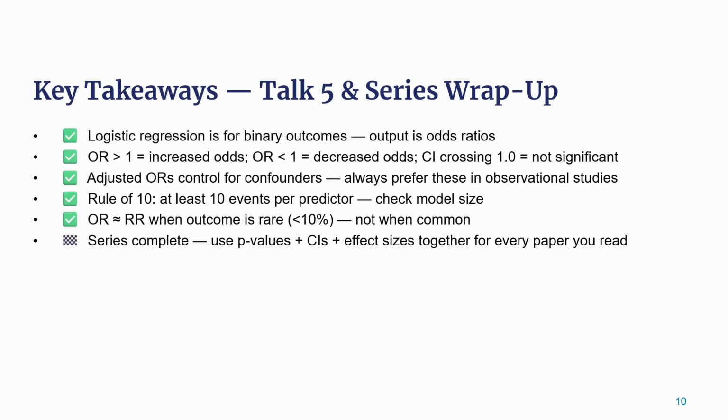Talk 4, vaccine efficacy is relative. Also calculate the absolute risk reduction and number needed to vaccinate. Context matters. Talk 5, logistic regression gives adjusted ORs. Read direction, magnitude, and CI. Trust adjusted over unadjusted. The overarching lesson: no single statistic tells the whole story. Always read the numbers, the confidence intervals, the methods, and the clinical context together.